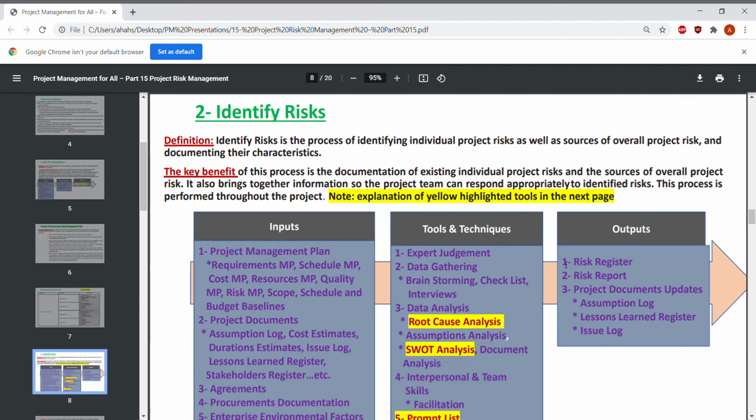The output of this process is the risk register and risk report and project documents updates, which include assumption log, lesson learned register, and issue log. Also, I'm not going to talk about these outputs because they were covered in previous sections or previous presentations.